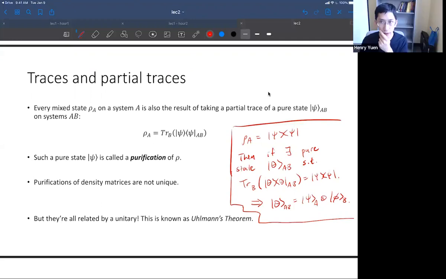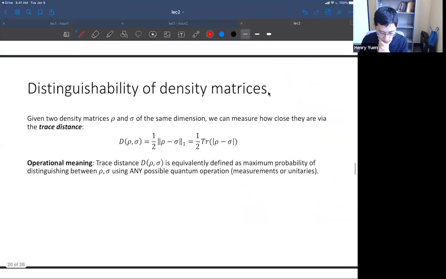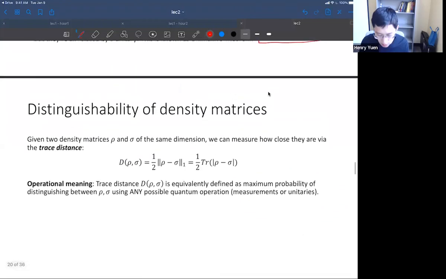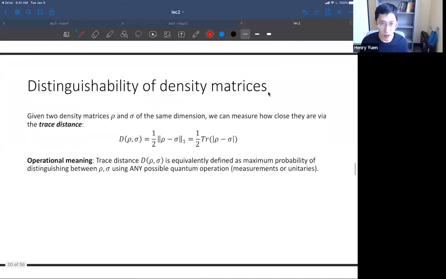Okay, so I have 2 more slides on density matrices, and then we can finally get to state tomography. But these are very important slides because we'll use them later today.